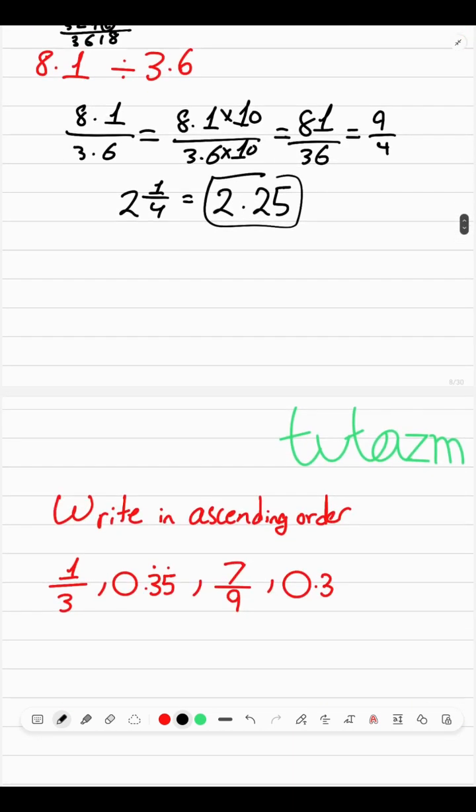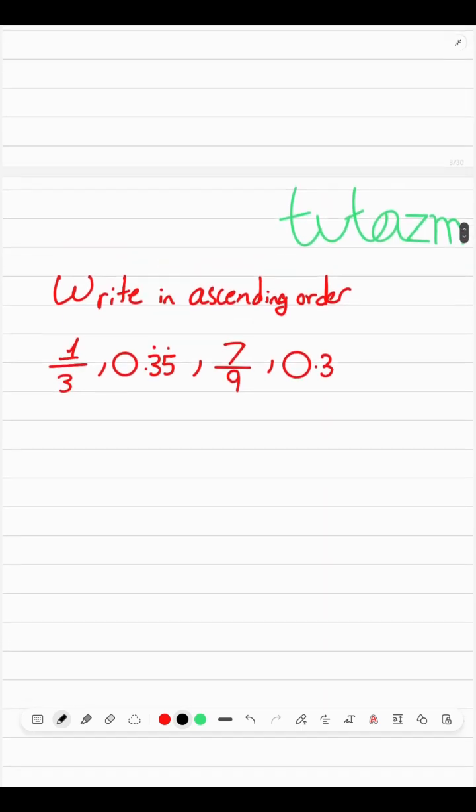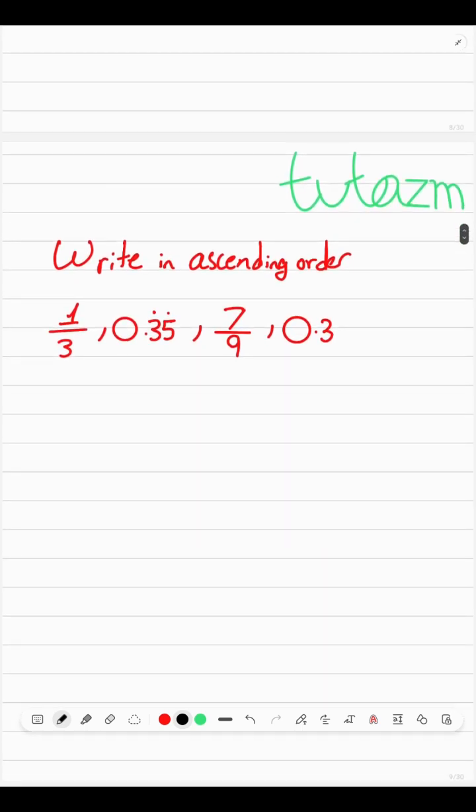Alright, let's have a look at this final question. A lot of questions tend to come up like this. They would be at the end of the foundation paper or at the beginning of the higher paper, but they do come up quite often. So we're asked to write these numbers here in ascending order. Ascending order means we'd have the biggest number at the end and the smallest number at the beginning.